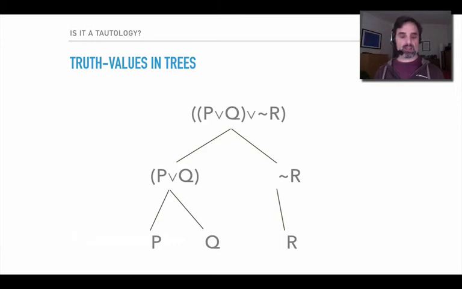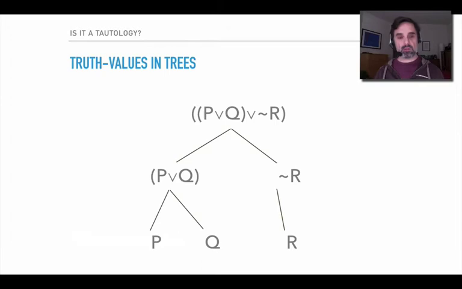So now let's look at how truth values work in trees. Here we have the sentence P or Q or not R. And that has 2 parts, the part P or Q and the part not R. P or Q has 2 parts, P and Q. Not R has 1 part, R. And then P, Q, and R do not have parts. So this is the parsing tree for this sentence. It's broken down into its components.